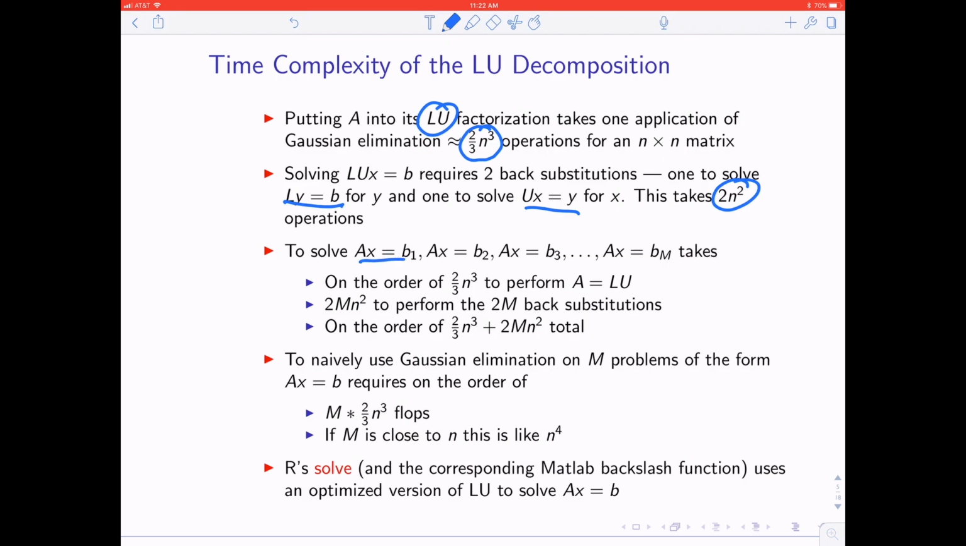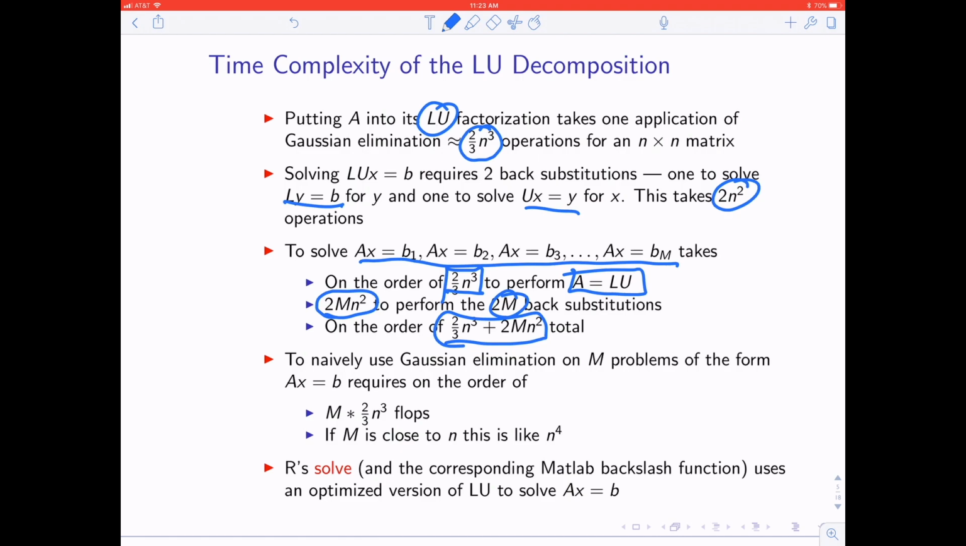And this means that if you want to solve this whole series of problems for different right-hand sides B, you do 2/3 n cubed to do your initial matrix factorization, and then every time you want to do a back substitution, for your m problems, there's 2m of them, so you have 2m n squared operations. And so in total for this problem, you have 2/3 n cubed from the matrix factorization plus 2mn squared from the back substitutions.